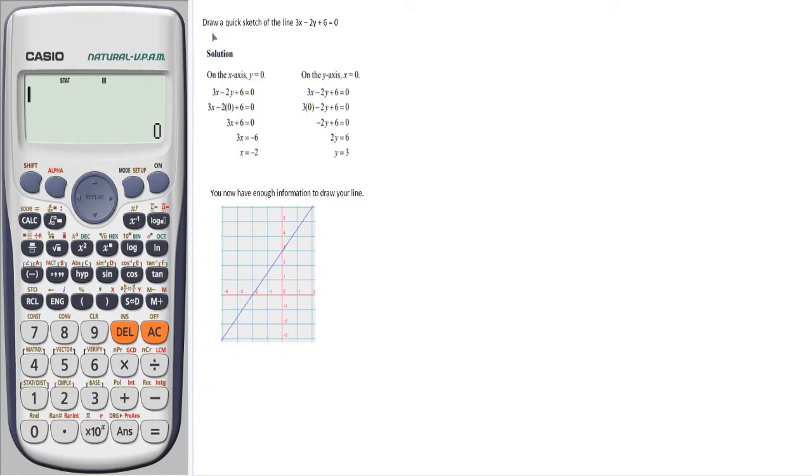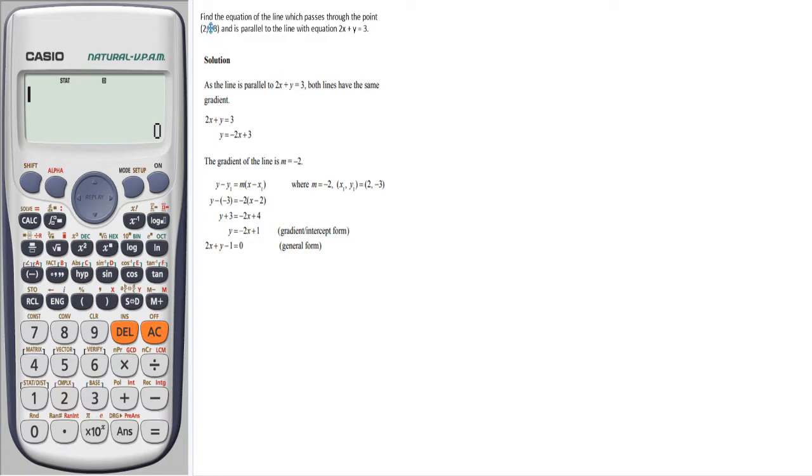So let's look at this example. Draw a quick sketch of the line 3x minus 2y plus 6 equals 0. What you need to do is substitute 0 for x to find y and 0 for y to find x. When you do that, you get x equals minus 2 and y equals 3. So x is minus 2 and y is 3. You have those two points, you draw your line, and that is your sketch for that curve.